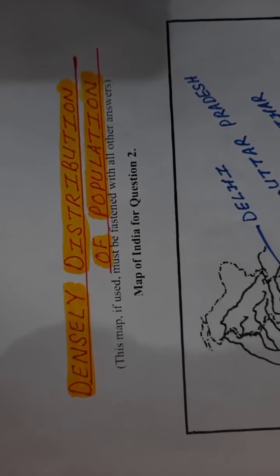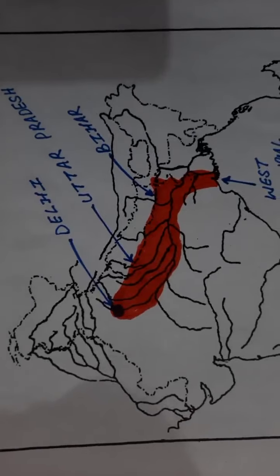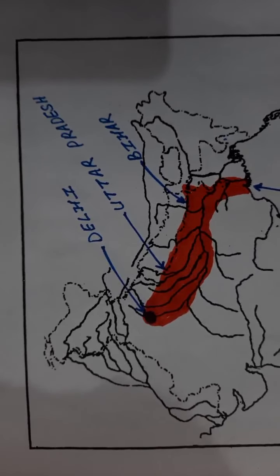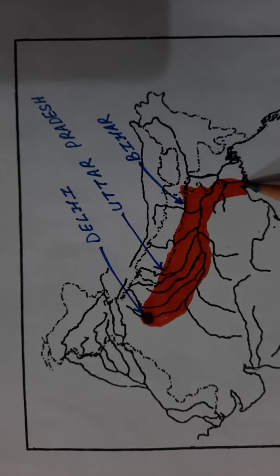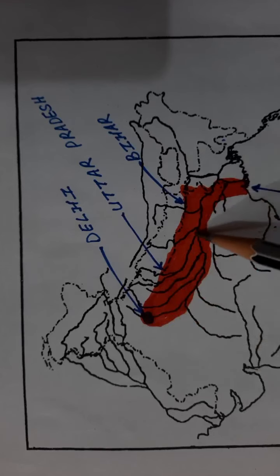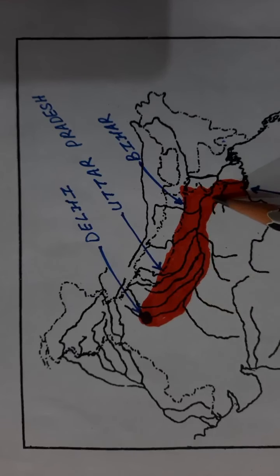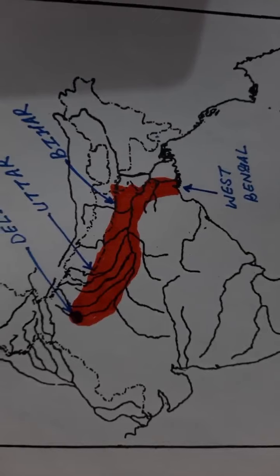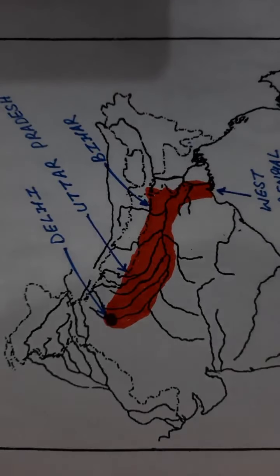Now next is the dense distribution of population. Densely means high density of population. So in the whole northern belt you can see high density of population. The whole Gangetic plains, from Delhi up to Kolkata. Delhi to Kolkata, all these regions or areas in the states are densely populated. So you can choose this area, or this area, or this area, all that is correct. Delhi, Uttar Pradesh, Bihar, parts of West Bengal. So this part of West Bengal is also densely populated.